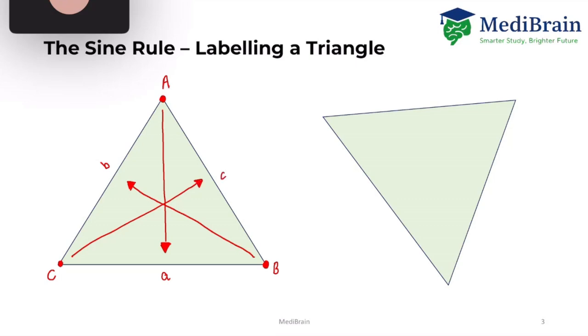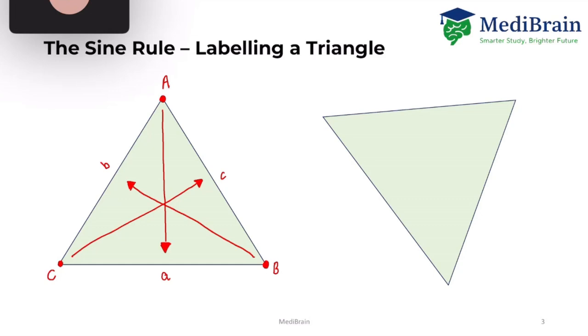Okay, and that's it. That's all you need to know for labeling the triangle in the sine rule. And it's the same concept for the cosine rule as well, which we look at in our next lesson. Okay, so if we have a look at this triangle as well, it doesn't matter which corner you label with which letter. It really doesn't matter.